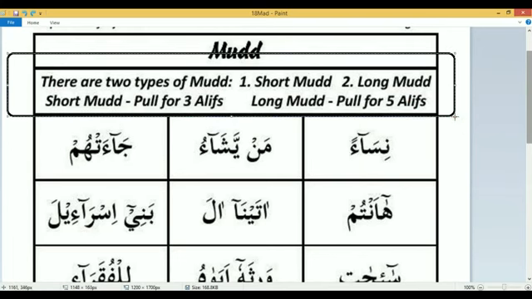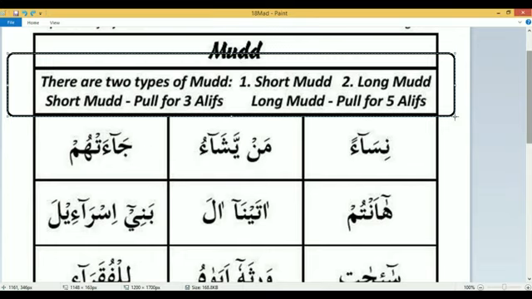Short mad means you have to pull the haraka for the duration of 3 alifs, and the long mad means you have to pull it for 5 alifs. Now the question is, what is the length of an alif? Some people say it is the time it takes when you open a closed finger.